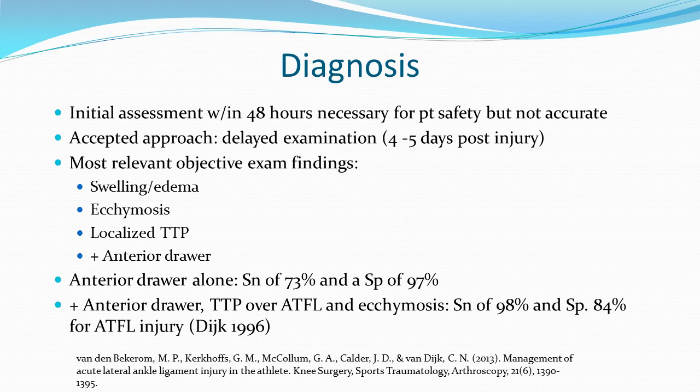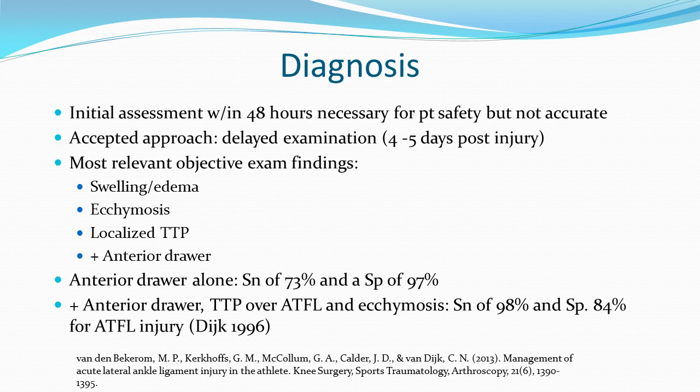So looking now at diagnosis. For acute ankle inversion sprains, initial assessment within 48 hours is definitely necessary to rule out the possibility of fracture, and that's when you're going to be using the Ottawa ankle rules to great effect. But in determining the grade of ankle sprain and which ligamentous structures are damaged, it is not particularly accurate. So the most accepted approach is to conduct a delayed examination about 4 to 5 days post-injury, when the patient has had a chance to calm down and your palpation skills will be a little bit more accurate. And you'll also be able to conduct that anterior drawer test of the talocrural joint and actually get some findings, instead of deferring due to pain.